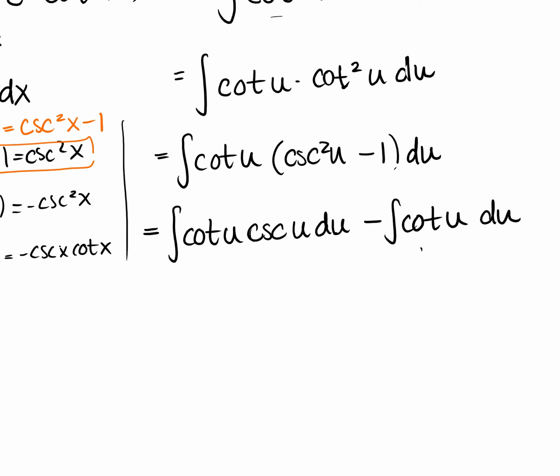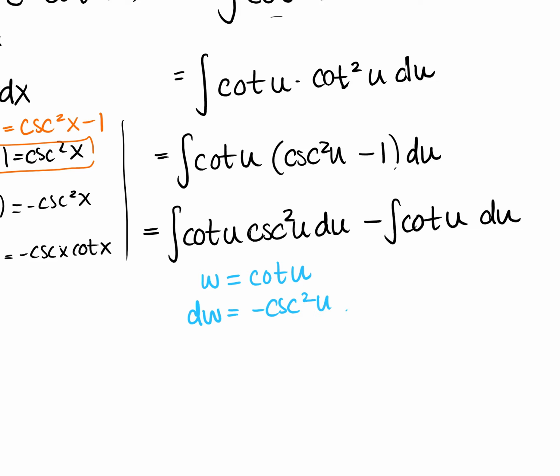Because cotangent I can rewrite as cosine of u over sine of u, and then I can do a u substitution. Even here, I have cotangent u cosecant squared. What I'm going to do with this first one is a u substitution, but instead of u's, because I already used it, let's use w's. So what will I let w be? I'll let w be cotangent of u. So what is dw? It's a negative cosecant squared of u du.